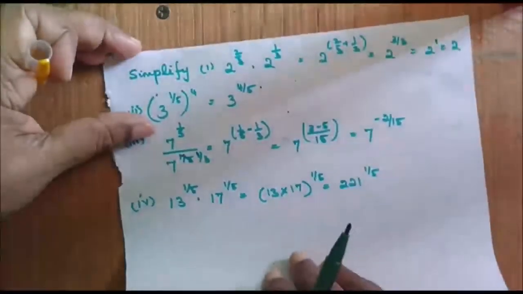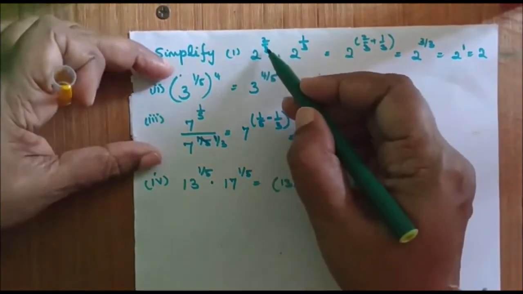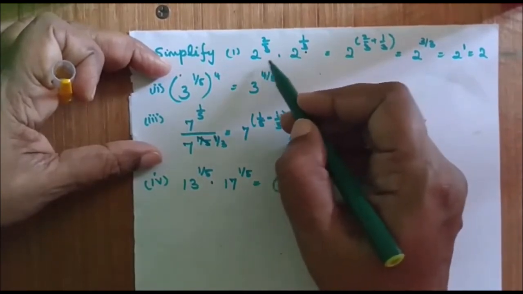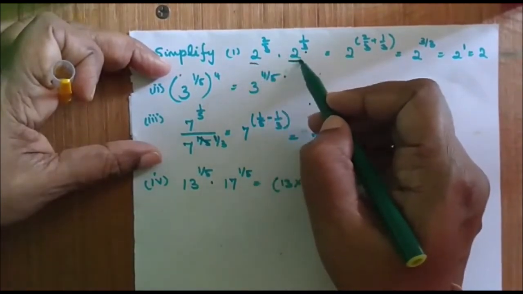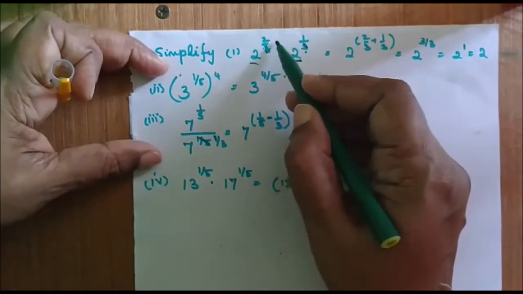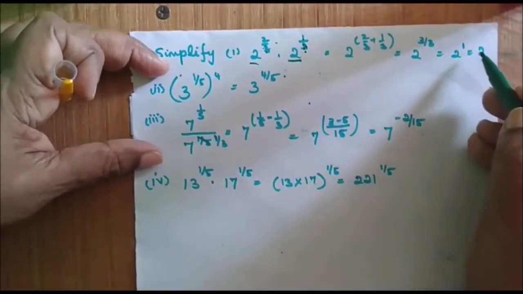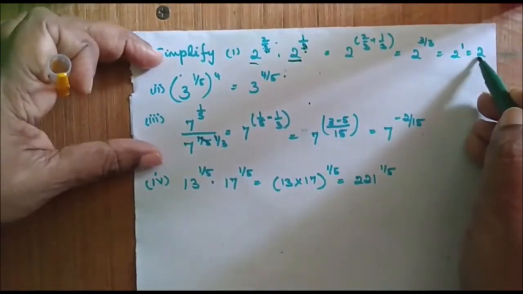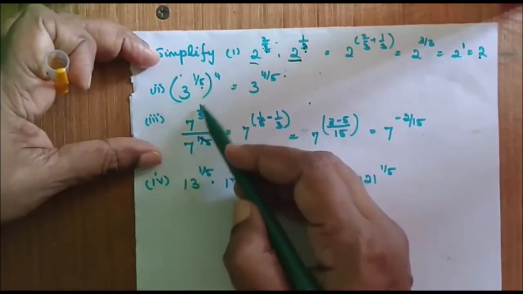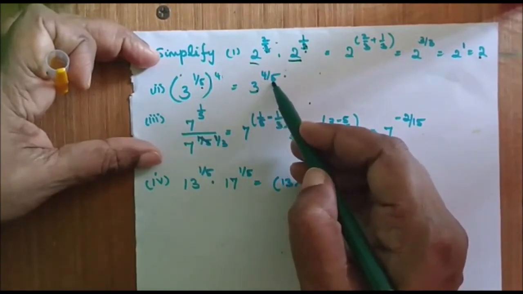Now let us do some problems regarding the powers. 2 to the power 2 by 3 into 2 to the power 1 by 3. When you have multiplication and the bases are the same, the powers will get added up. So 2 power 2 by 3 plus 1 by 3 is 3 by 3, which is equal to 2 power 1, which is equal to 2. I hope you get it. Similarly, 3 to the power 1 by 5, the whole to the power 4, is nothing but 3 to the power 4 by 5. Okay.